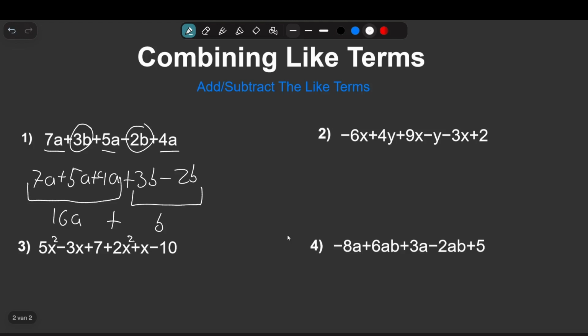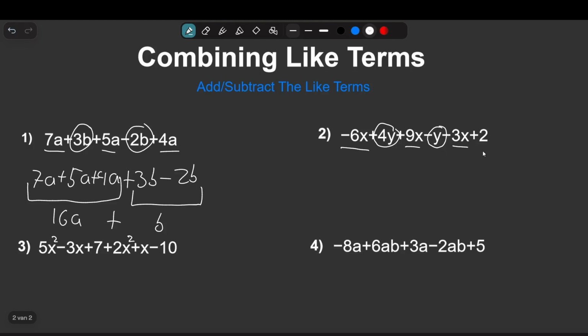Again, we're going to do the exact same steps, starting with giving them all a sort of group. So we're going to start with the x's. We're going to draw a little line under them. So we have minus 6x, 9x, and minus 3x. Now we're going to go over to the y's. We're going to do a little circle all around these, so 4y and minus y.